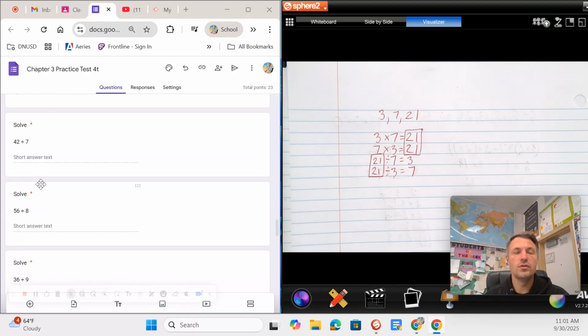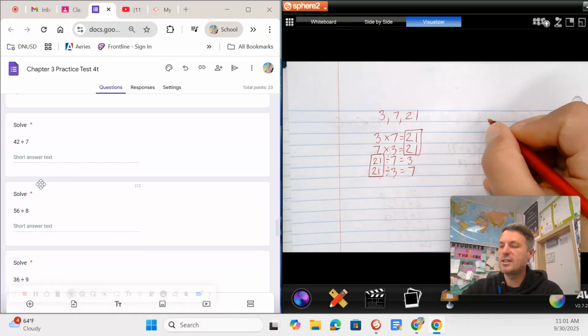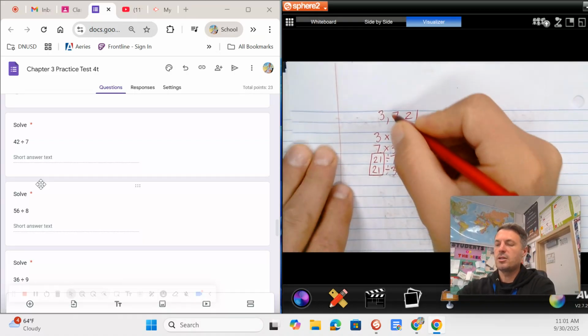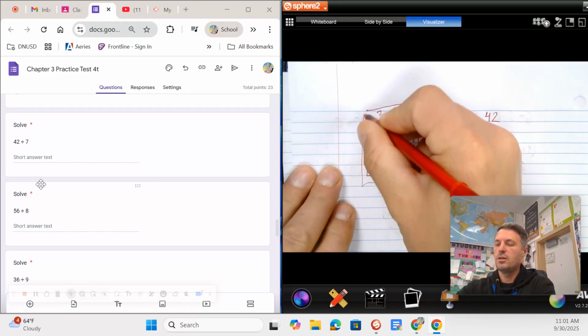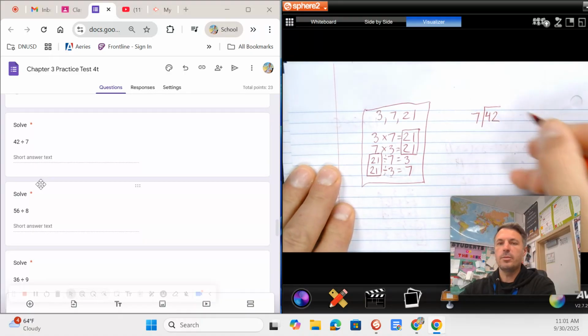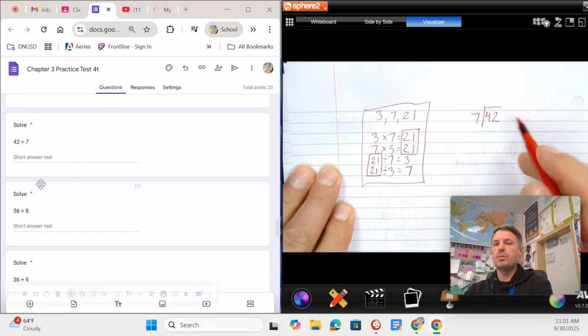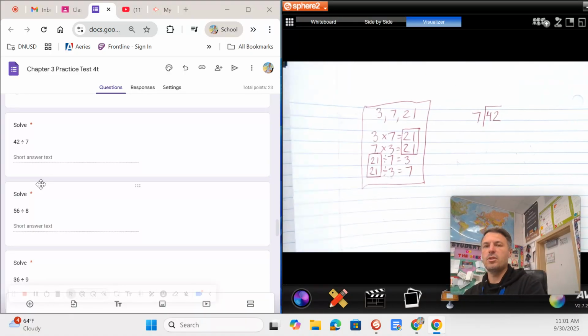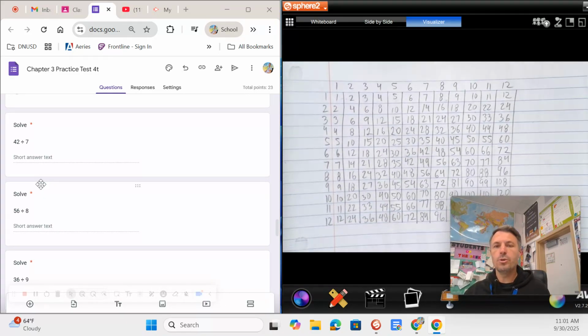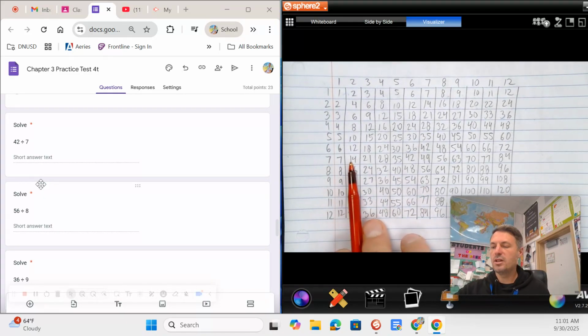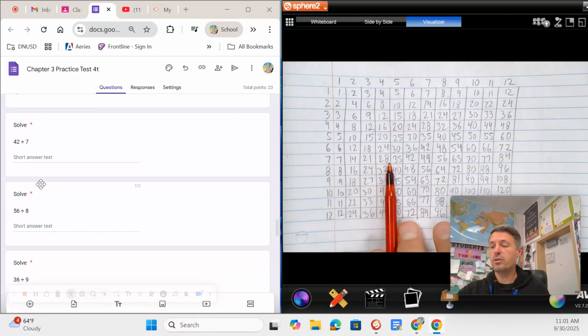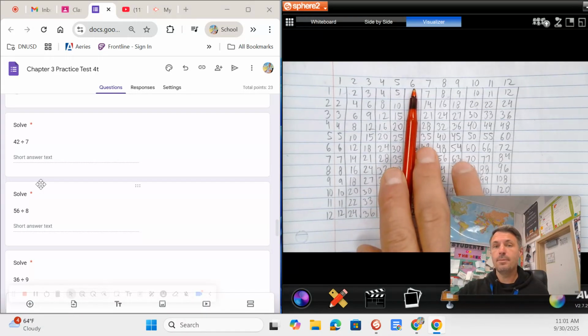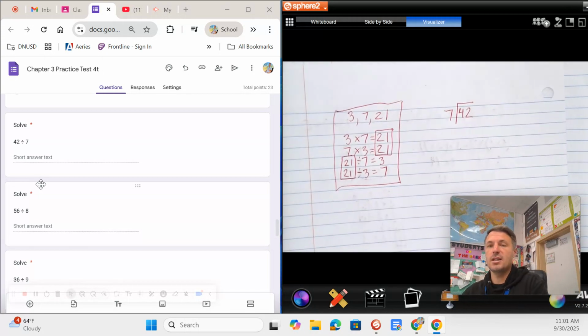Then it says solve 42 divided by 7. So we'd set that up like this. Let's box off the work we did for this one. 42 divided by 7. You can use your times table chart to see how many times 7 can fit into 42. All you have to do is go to the 7, get as close to 42 as you can without going over. In this case, we can get all the way to 42. We go straight up. It fits in exactly 6 times.